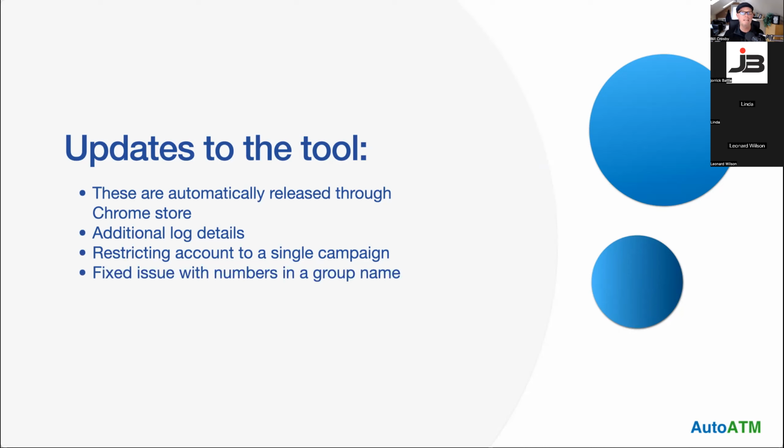We also had some issues with numbers. We had one of our users put a number in the name of their group, and it messed everything up, so we had to fix that. We also had an issue with sending messages a little too fast, and that's been fixed as well.